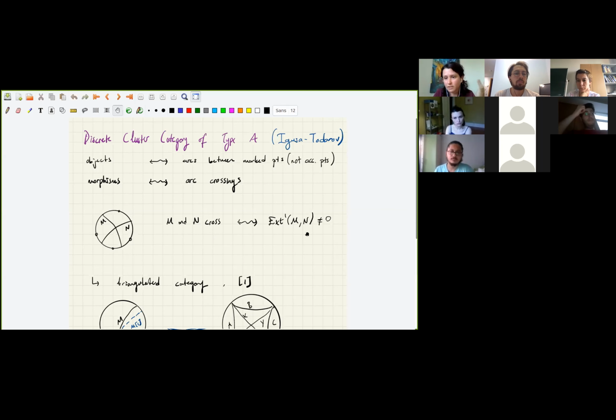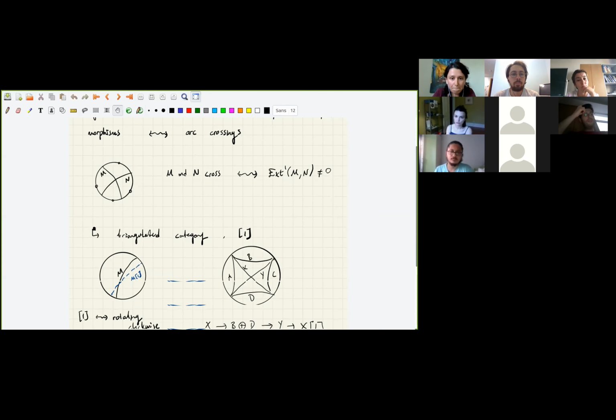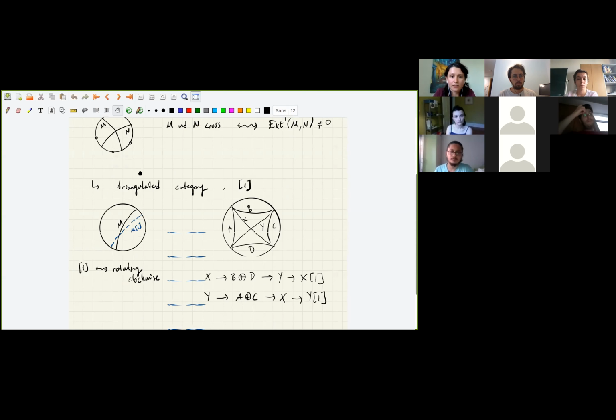So, for instance, one of the popular things to ask in mathematics is to find a collection of objects which has zero extension. So the Ext^1 space is 0. And with this description, we can visually describe all the class of objects which has zero extension. And they have a specific name. They form a subcategory. Their category, the discrete cluster category, is also triangulated.